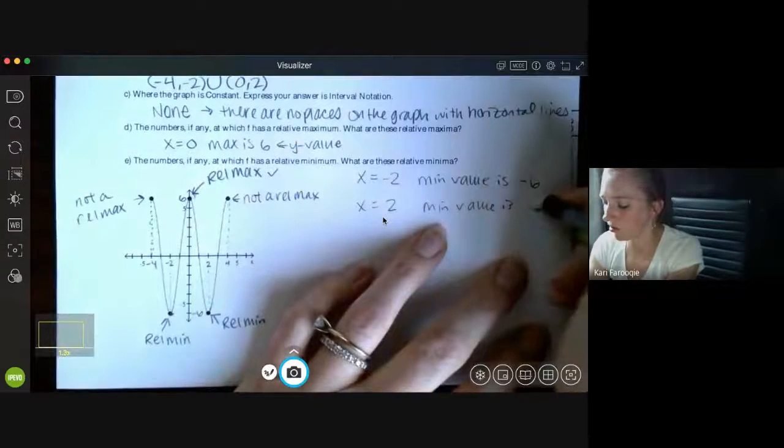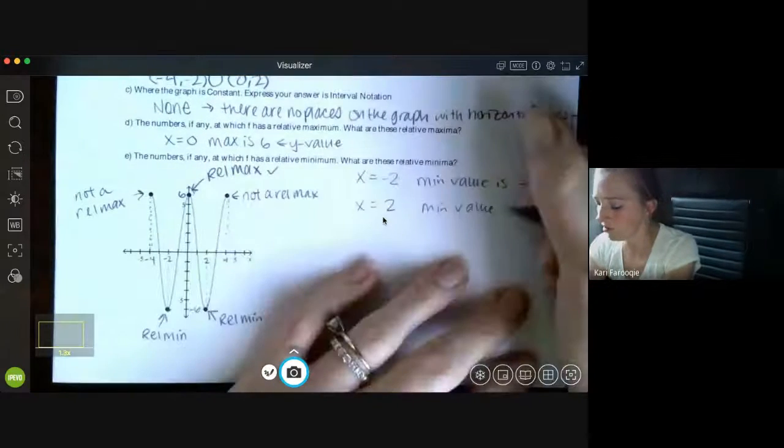Sorry, that looks a little bit messy. I need to move this thing because I don't have a lot of wrist space over here.